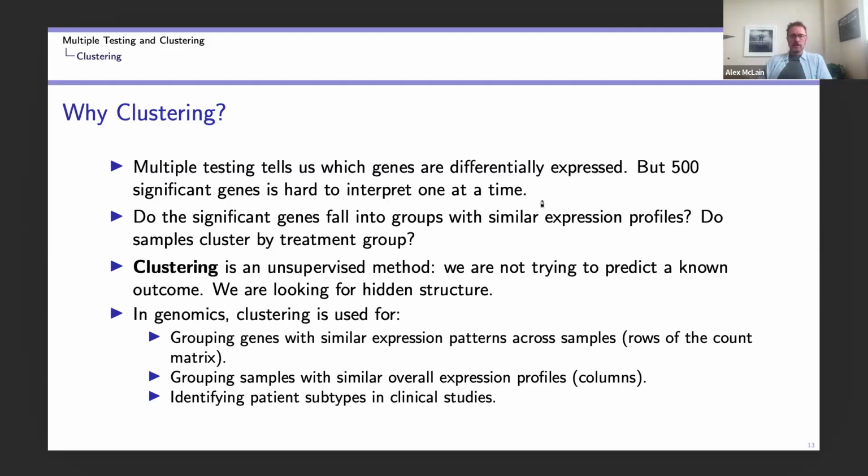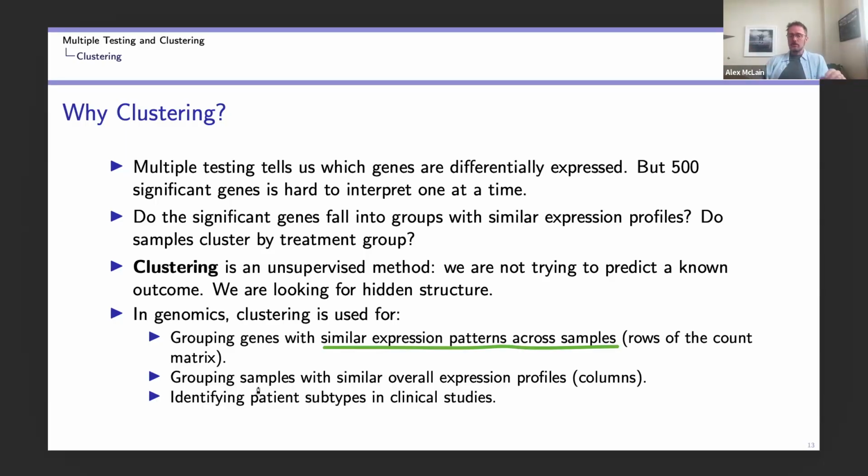How we're going to use it here: can we group genes with similar expression patterns across the samples? So rows of the count matrix, which rows are similar to one another. We can group those and then we can say, all right, what's going on with this group? What's going on with that group? What's going on with that group? We can group the genes. We can also group the samples with similar overall expression profiles. Here, we would obviously think these samples would group by treatment. So grouping the genes is more of interest, but we can do it on samples as well.